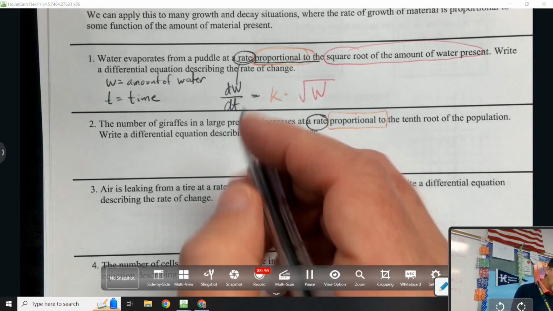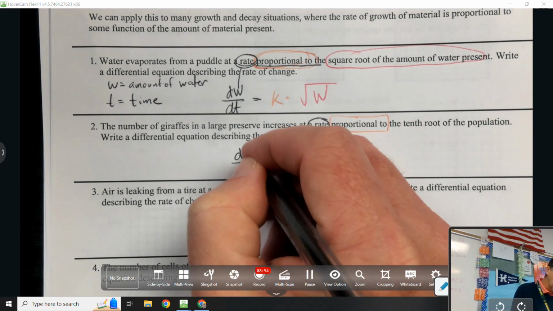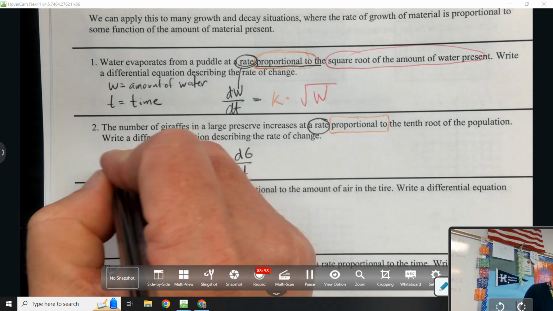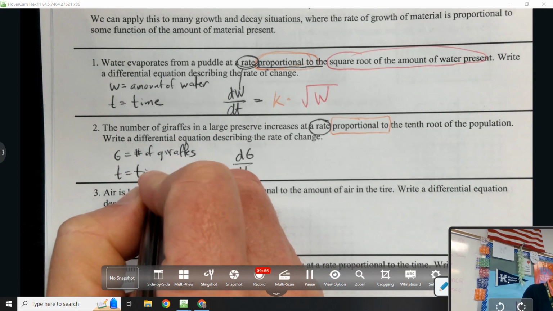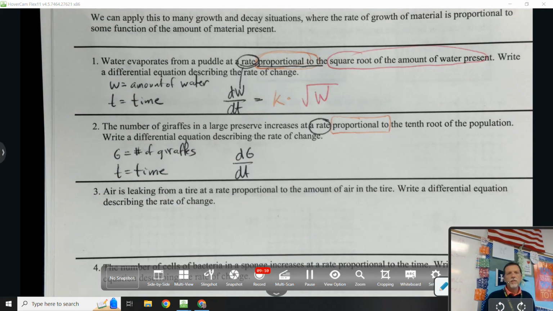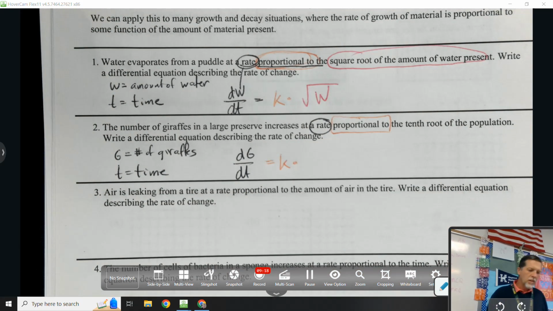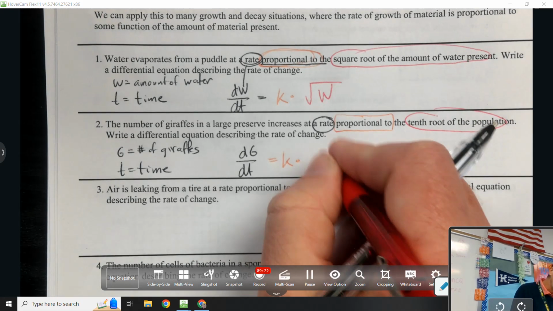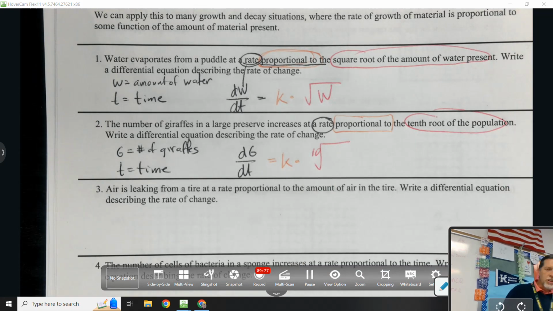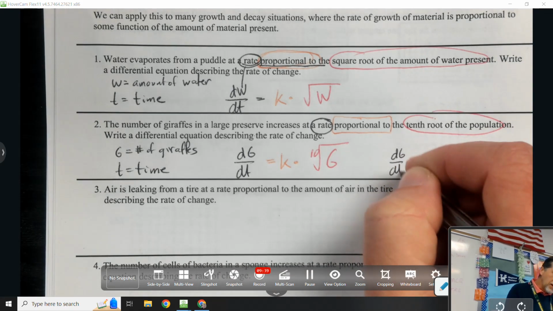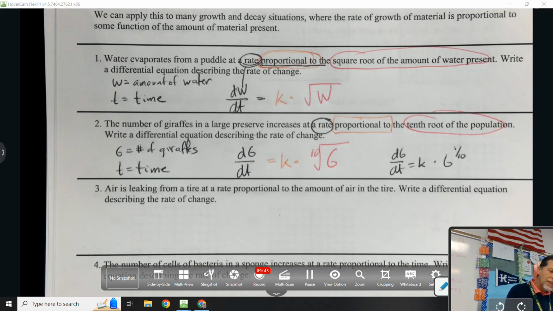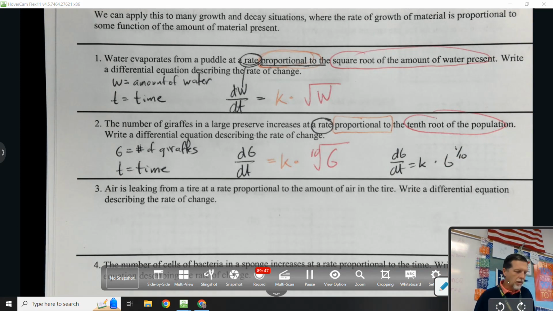Okay, so rate, that's d something dt, and if we're talking about giraffes, we'll go dG dt. So rate is dG dt, is proportional to k times the 10th root of the population. So the 10th root of what goes under the 10th root on this one? G, because it's the 10th root of the population of giraffes. And we're not really there yet, but that means we would probably rewrite that as G to the 1/10. That would be easier to integrate in a moment.